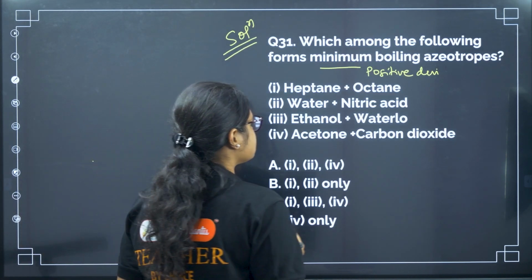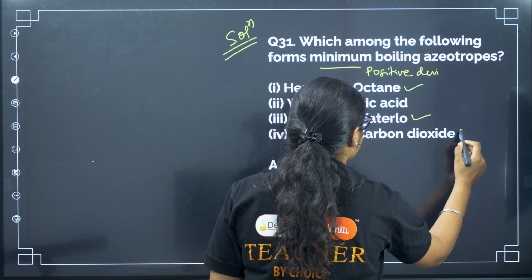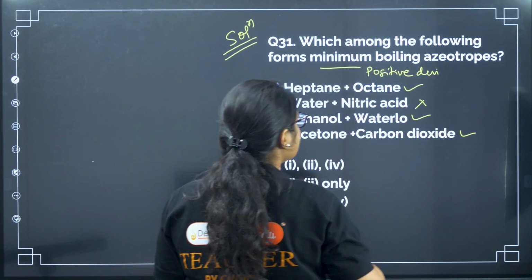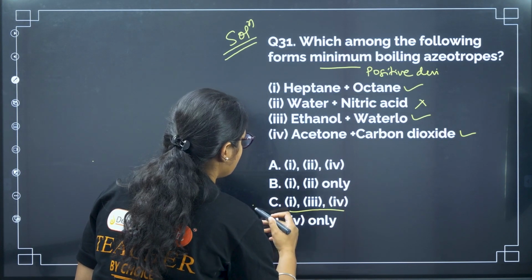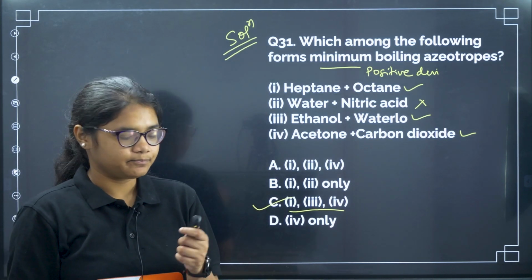So if we know, this one will give, this one will give, and this one will give. This is not there, right? So the correct answer for this question is your option number 1, 3 and 4. That is option number C.